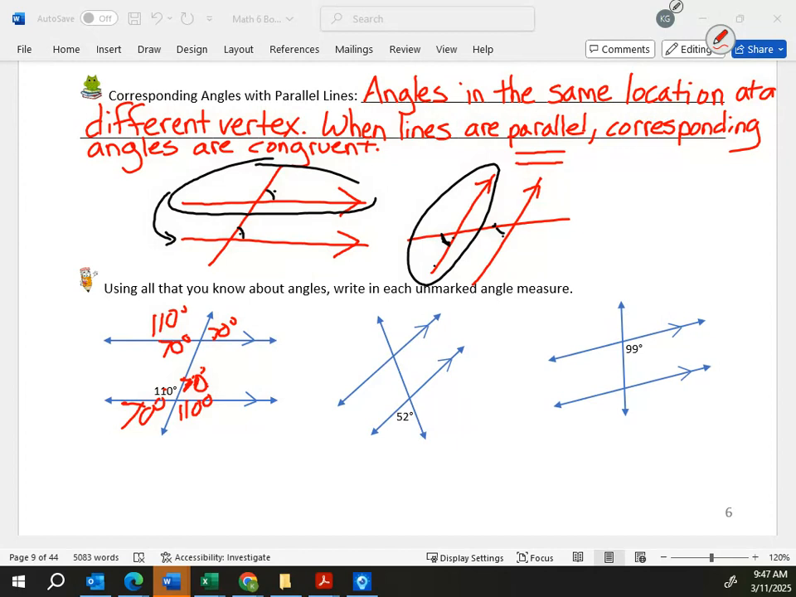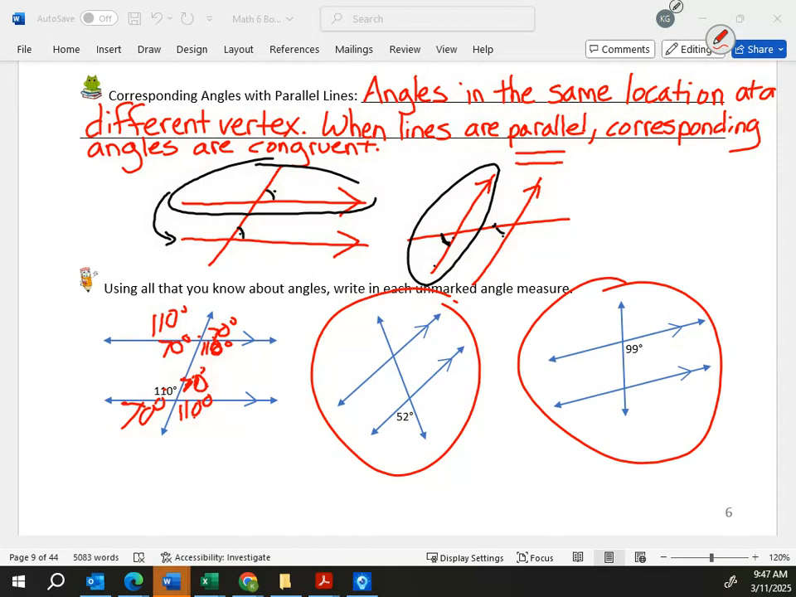How did you know it was going to be 110, Charlie? Because it is a vertical angle with the other 110. They share the vertex and they are opposite. Another way to know is it's supplementary with our 70 degrees. And a third way is it is corresponding with the 110 down below. So you need to do that same thing with both of these. Fill in every single angle using supplementary angles, using vertical angles, using corresponding angles.